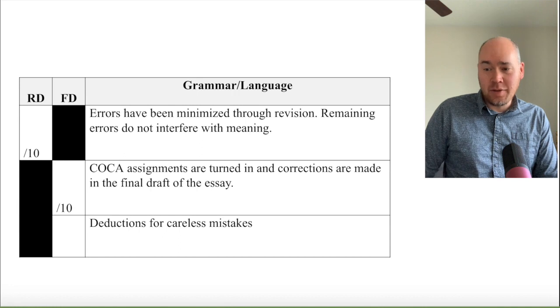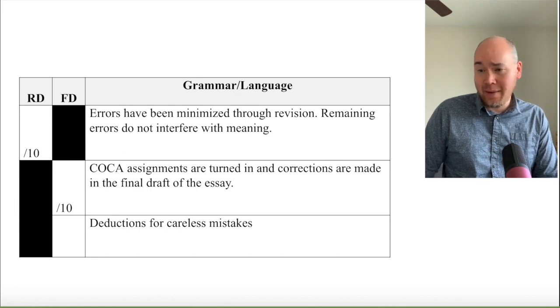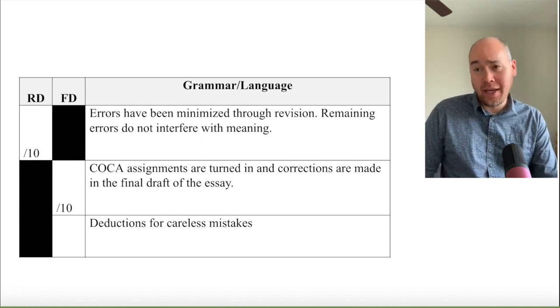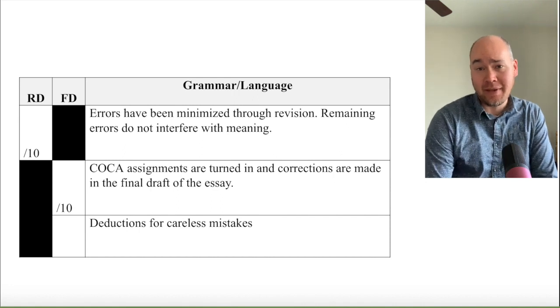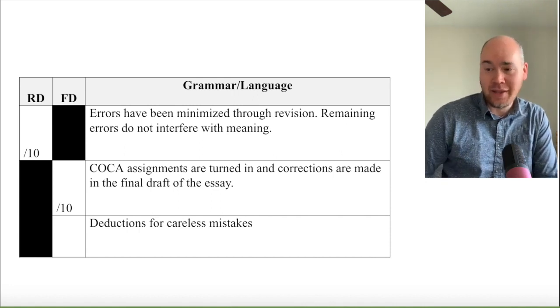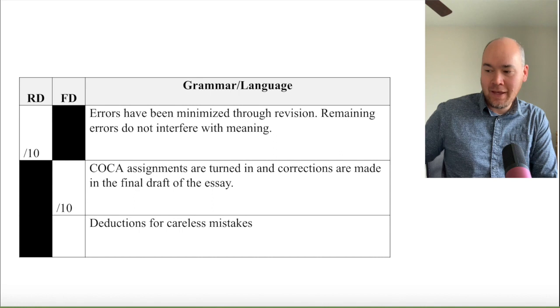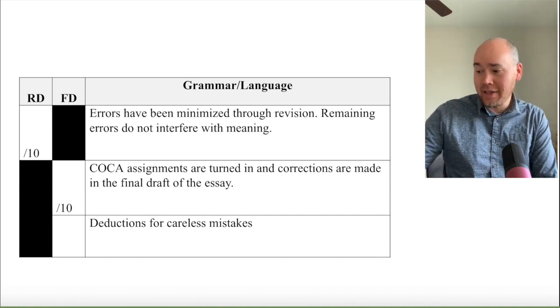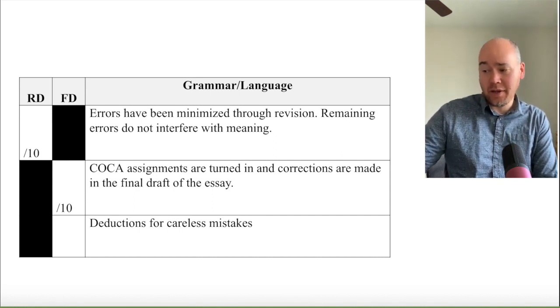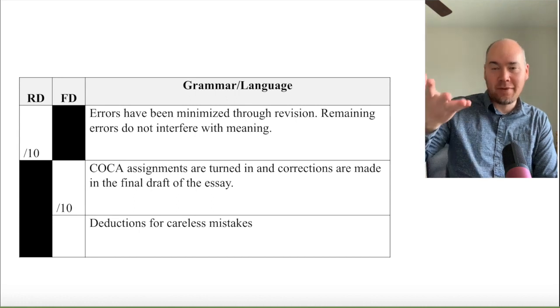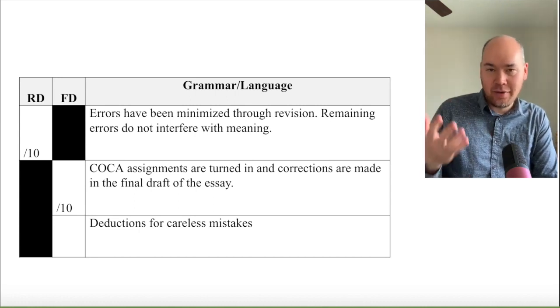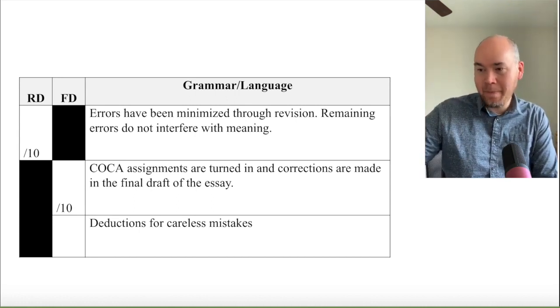They can still lose points for making careless mistakes after that point. So if it's something that I know they know how to fix, and the only reason they didn't fix it is because they didn't proofread their own work, then they can still lose extra points. But I don't give a general grammar score after I've given the COCA assignments. Basically, after the assignment becomes a take-home assignment, I no longer give grammar grades.